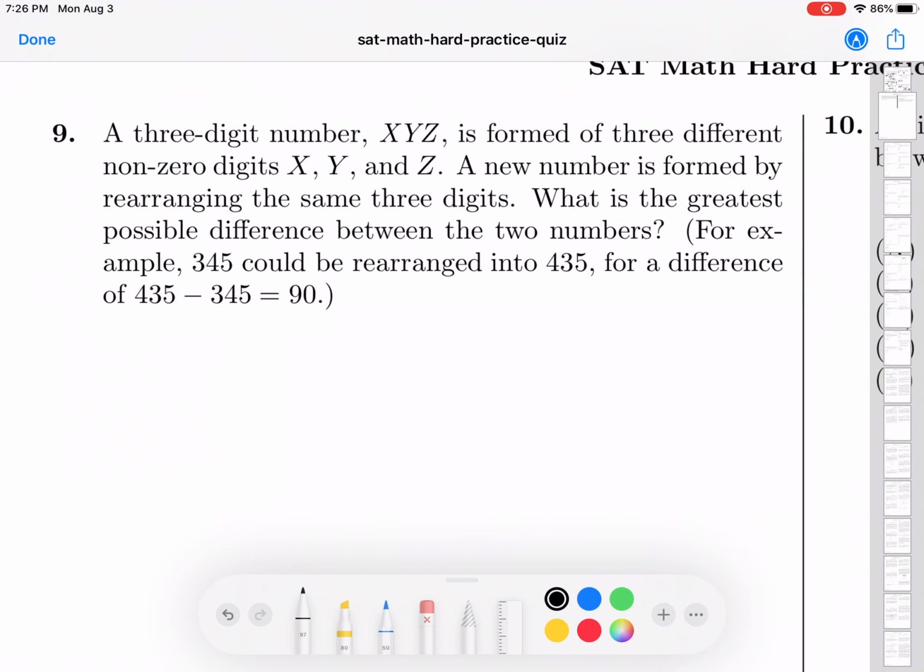A 3-digit number x, y, z is formed of 3 different non-zero digits x, y, and z. A new number is formed by rearranging the same 3 digits. What is the greatest possible difference between the 2 numbers? So for the greatest possible difference, we want the difference between the first and the last to be the most. And we're going to achieve that by having one as 1 and the other as 9. In between, let's guess.